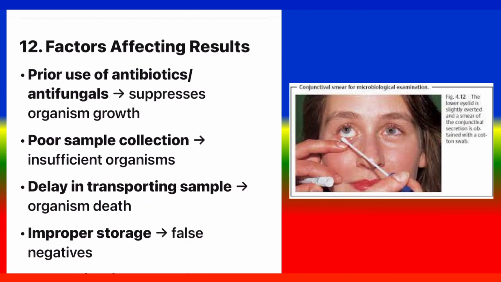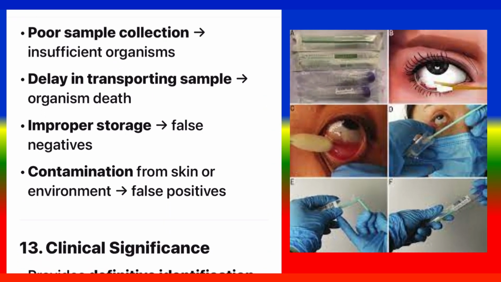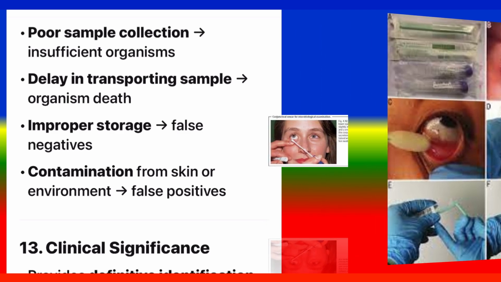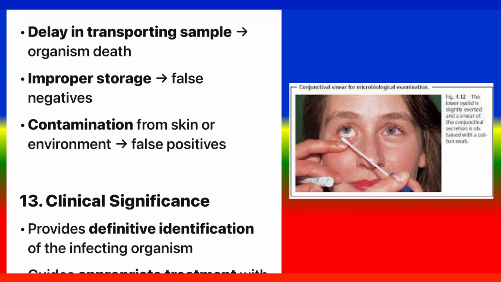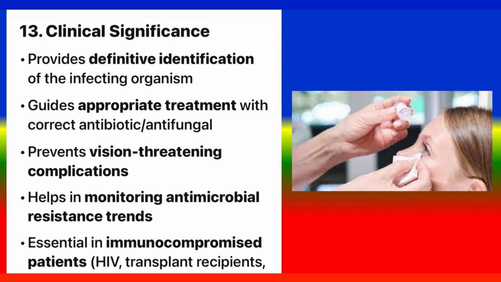12. Factors affecting results. Prior use of antibiotics or antifungals suppresses organism growth. Poor sample collection, insufficient organisms, delay in transporting sample, organism death, improper storage can cause false negatives. Contamination from skin or environment can cause false positives.